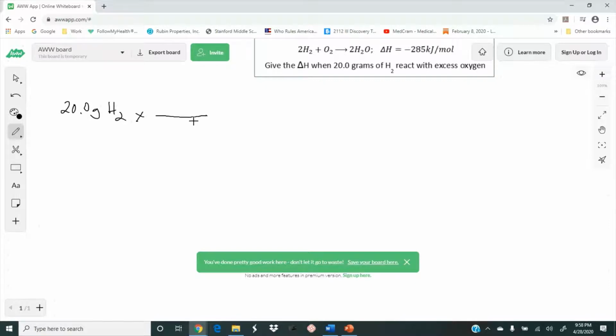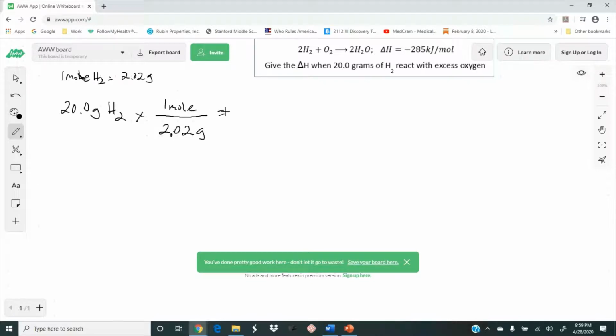And once again, to turn grams into moles, we have to go to the periodic table and find that for hydrogen, our atomic mass is 1.01. H2, therefore, the atomic mass would be 2.02. That means 2.02 grams per mole. So 1 mole of H2 equals 2.02 grams. And so I'm going to put this as 2.02 grams per 1 mole.